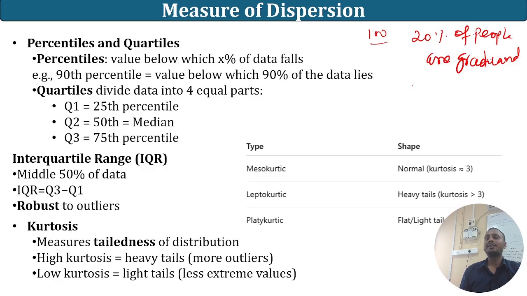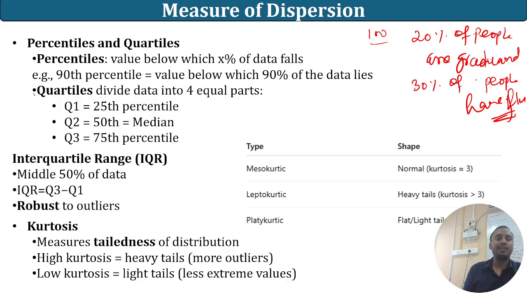Okay, or we'll say like 30% of the population of the sample we have has some sort of fever or flu. So it's something they're going to tell about the data, like that is the percentage of that. That's a percentile. And then we have the quartile.